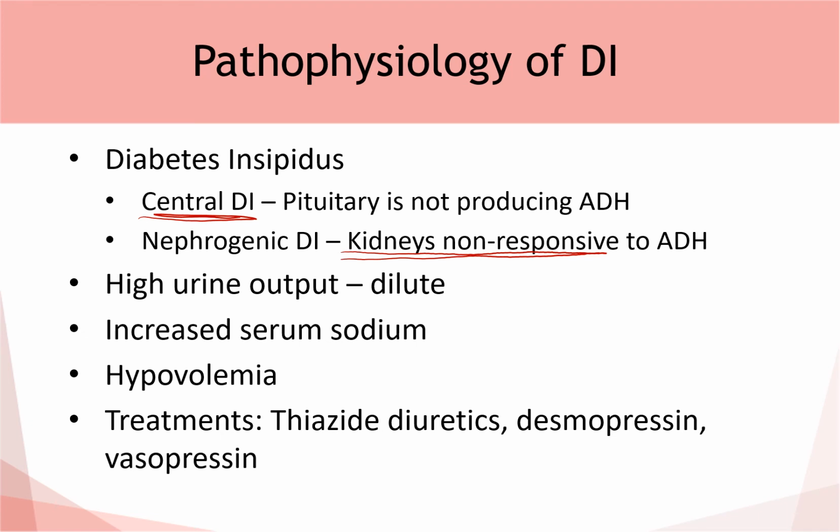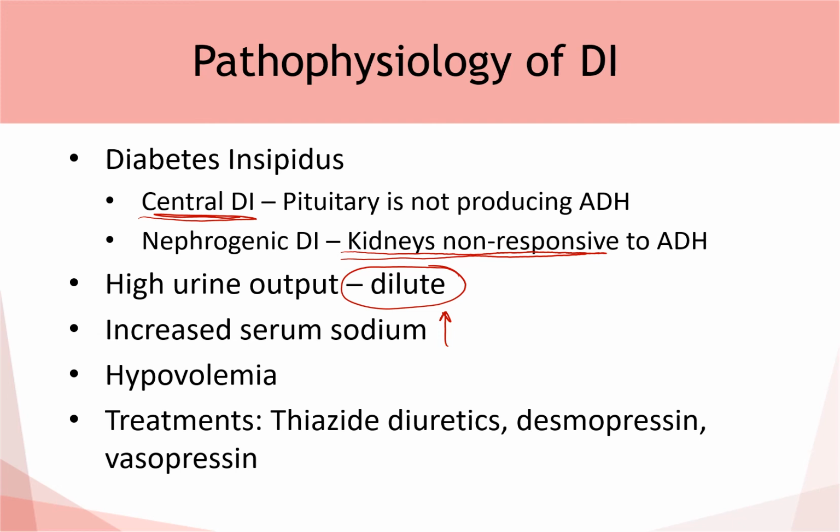As a result of not enough ADH being produced or acting, the patient winds up having a high amount of urine output, but the urine that's produced is quite dilute. In addition, as we start losing that free water, we have a marked rise in our serum sodium, and the patients wind up being hypovolemic.